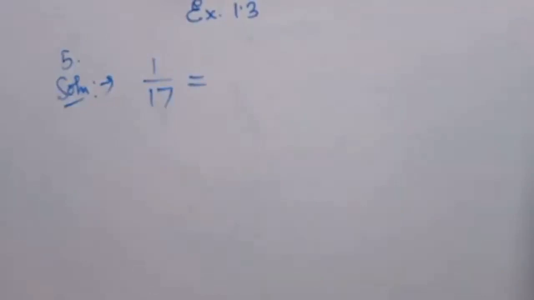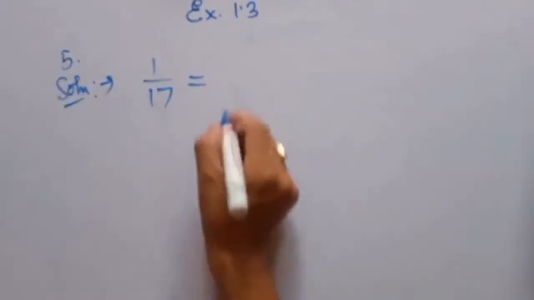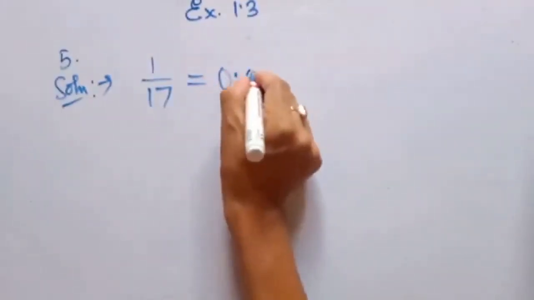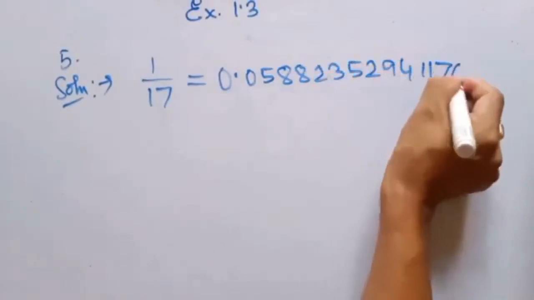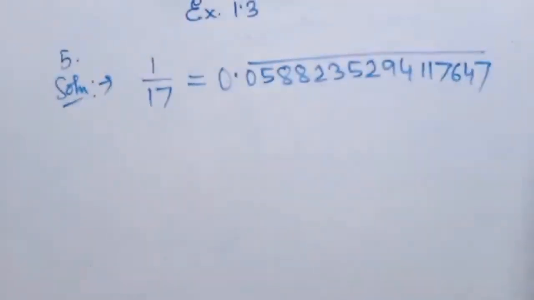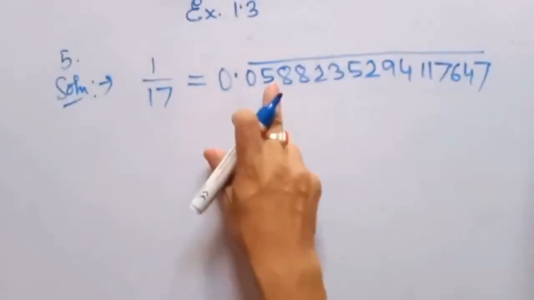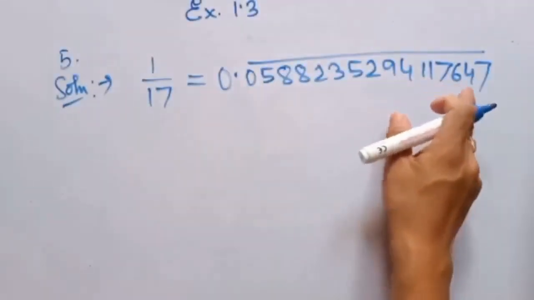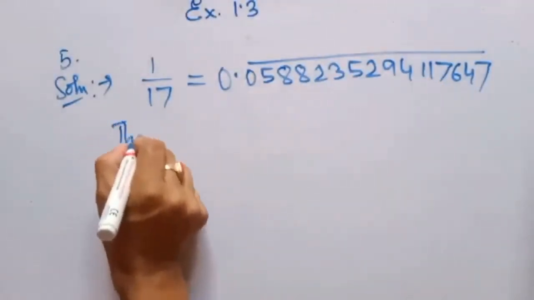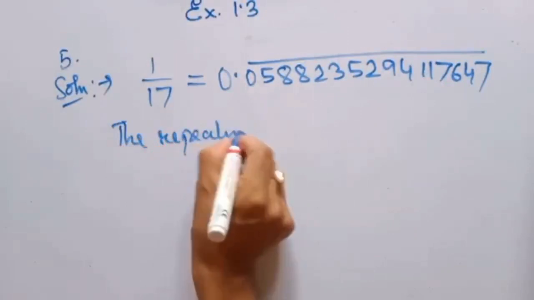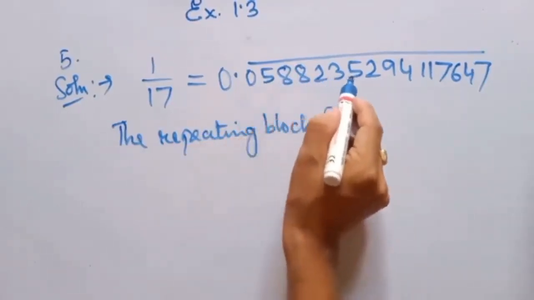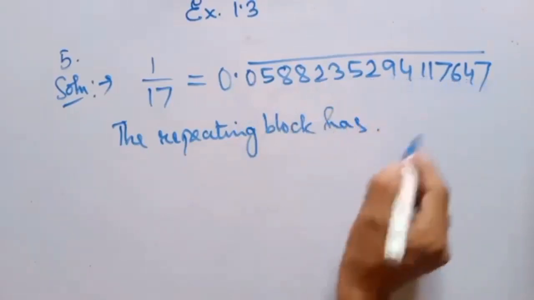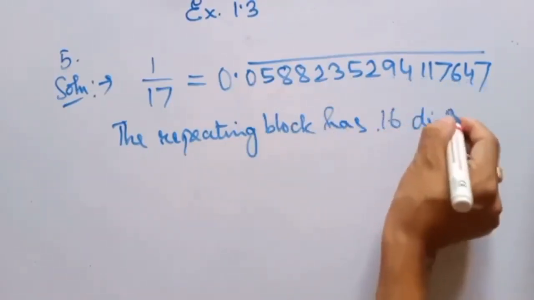So after finding out the decimal expansion of 1 by 17, we get 0.0588235294117647 bar as the decimal expansion of 1 by 17. So here the repeating block is 0588235294117647. So the repeating block has how many digits? Let us count. 1 2 3 4 5 6 7 8 9 10 11 12 13 14 15 16. So the repeating block has 16 digits.